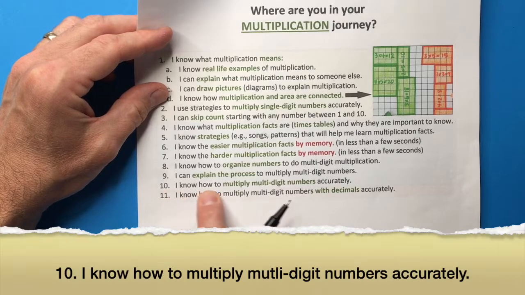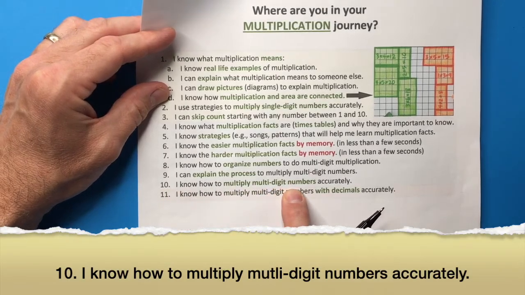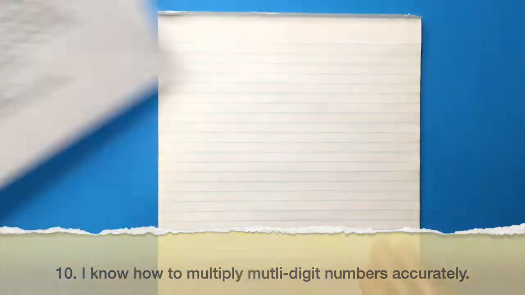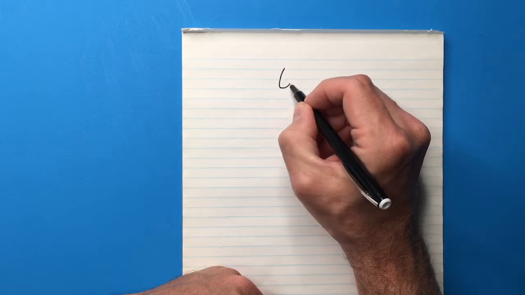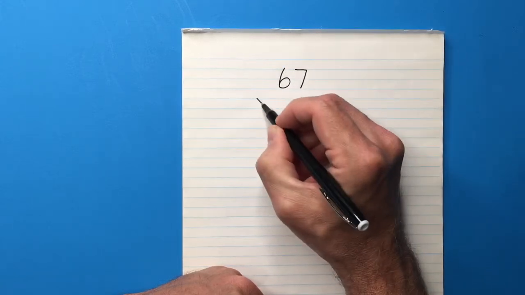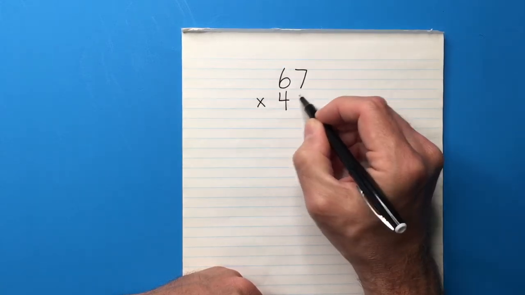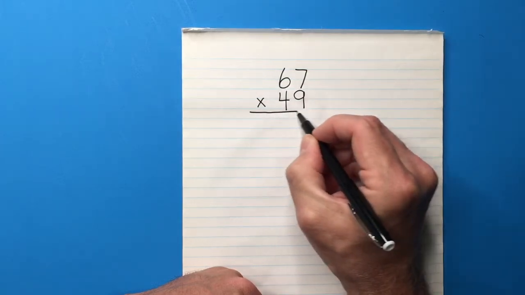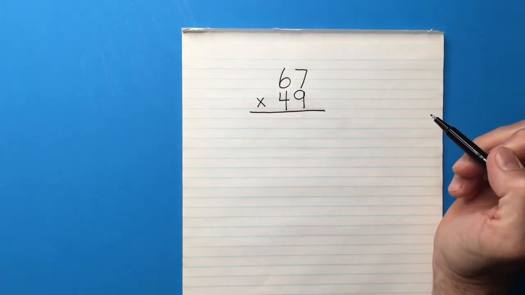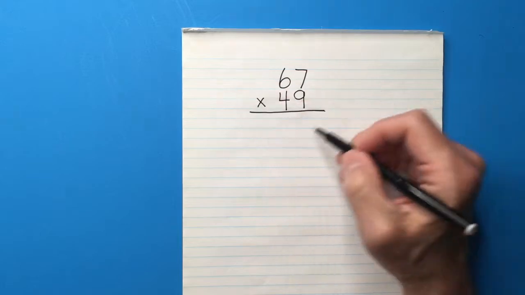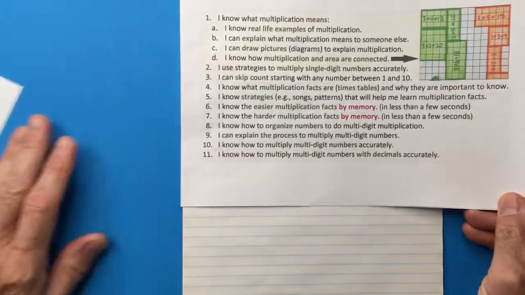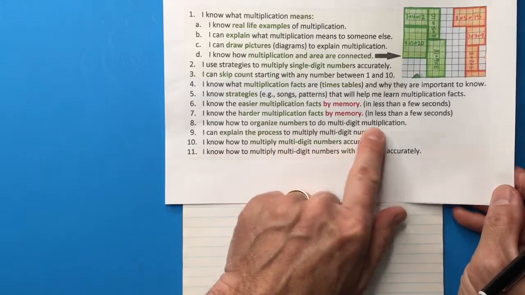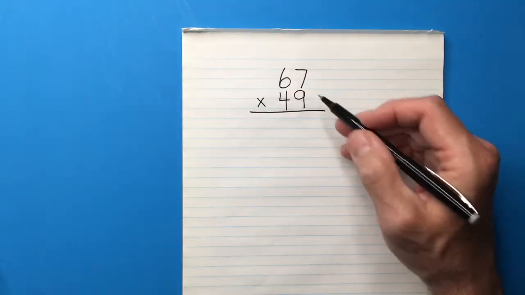So with number 10, I know how to multiply multi-digit numbers accurately. When it starts to get more complicated, that's when we have something like this. A 2-digit number multiplied by another 2-digit number. So 67 times 49. Now it's really important, remember way back here, number 8, I know how to organize numbers to do multi-digit multiplication. This is organized in the correct way.